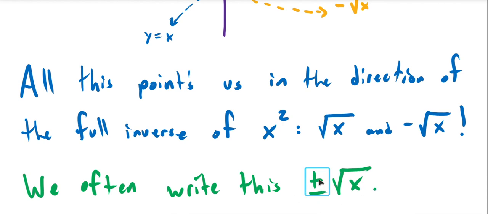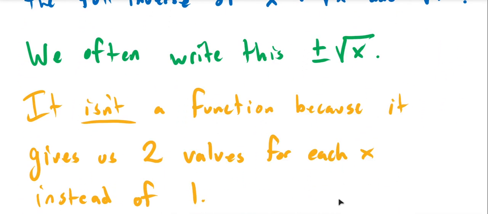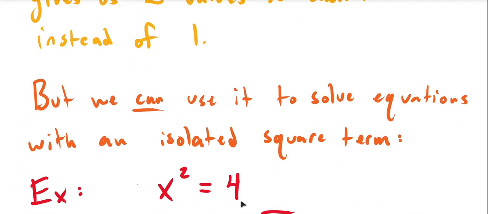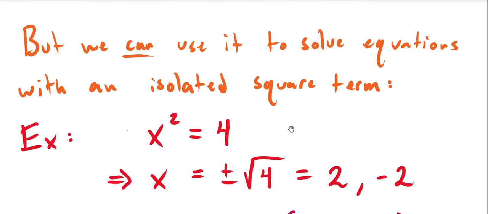This symbol always stands for two values, a plus 1 and a minus 1, square roots of x. Again, it's not a function because it gives us two values for each x. It's a relation, but it's a very useful one because we can use this relation to solve equations with isolated square terms. For example, if I have x squared equal to 4, then x must be plus and minus the square root of 4. That is to say, 2 and negative 2.